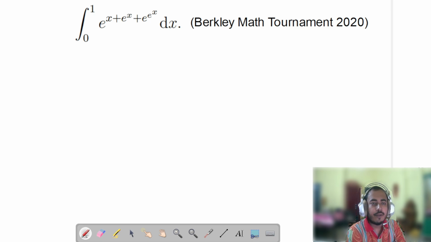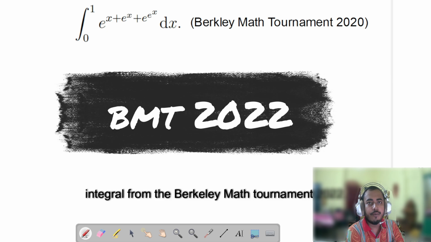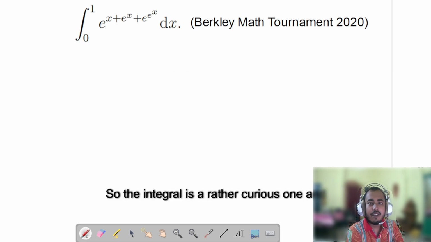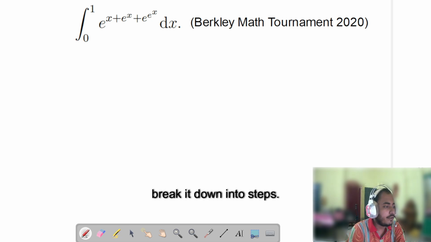Welcome to this video. Today we are going to solve this integral from the Berkeley Math Tournament 2022. The integral is a rather curious one and it might look complicated at first, but we are going to break it down into steps. So we have the integral from 0 to 1 of e to the power x plus e to the power x plus e to the power e to the power x. We can call this integral I.